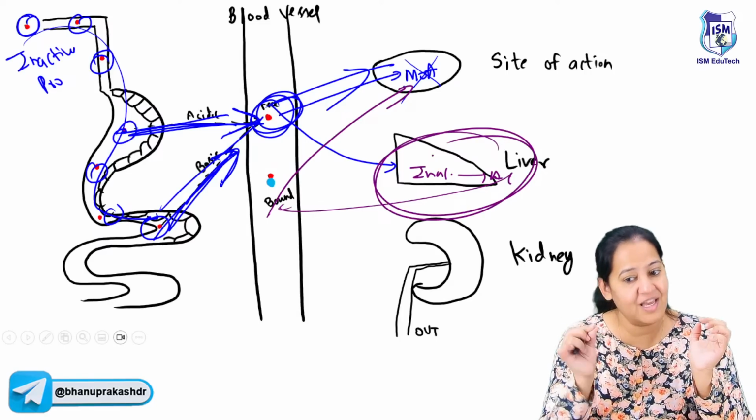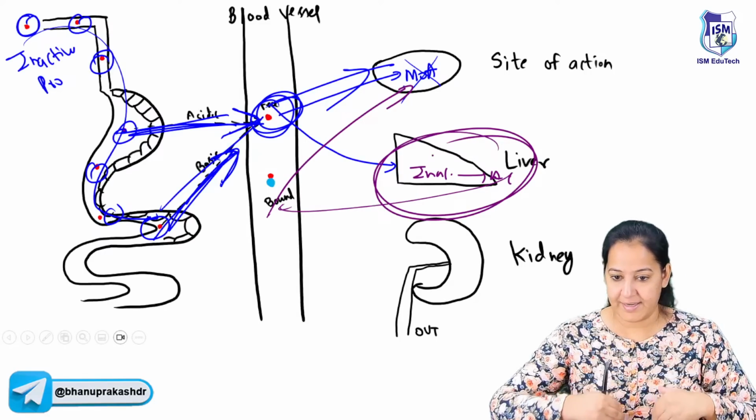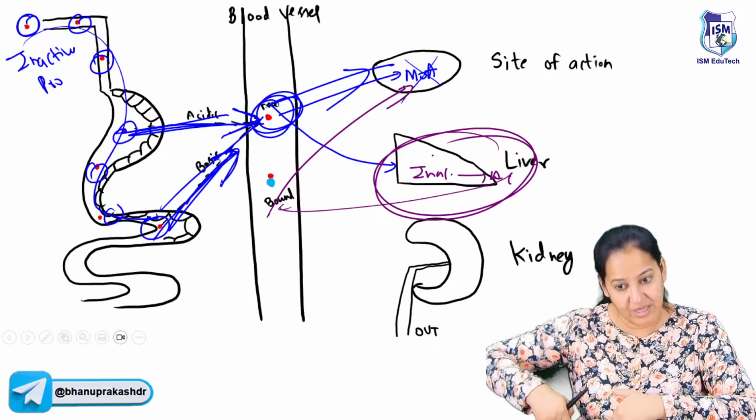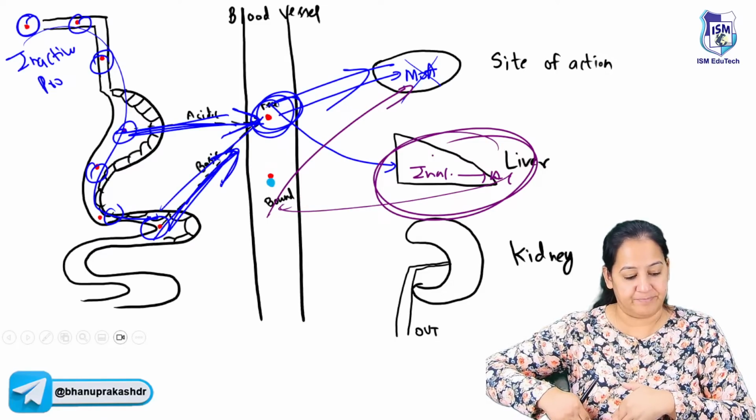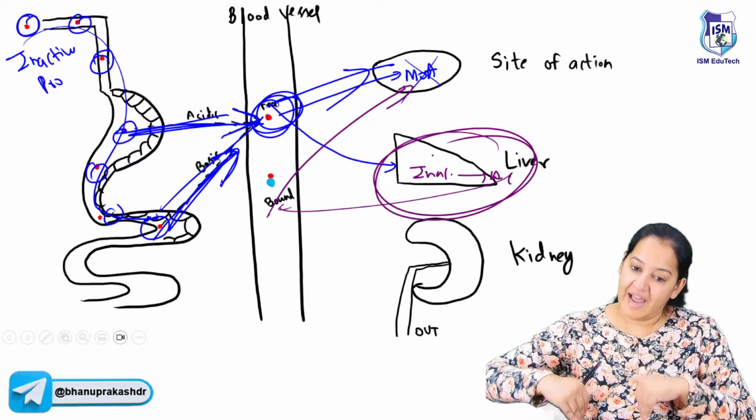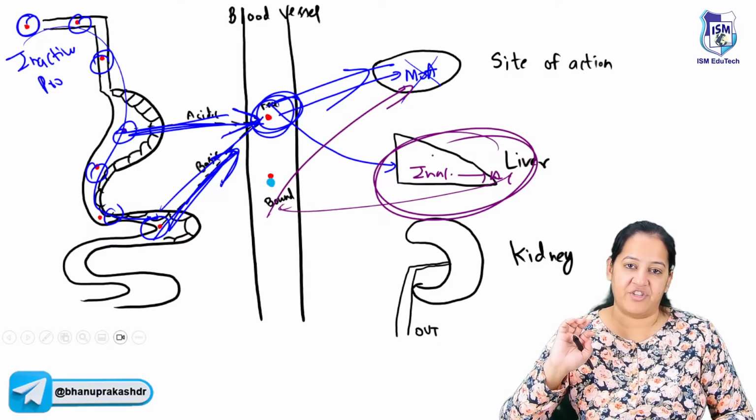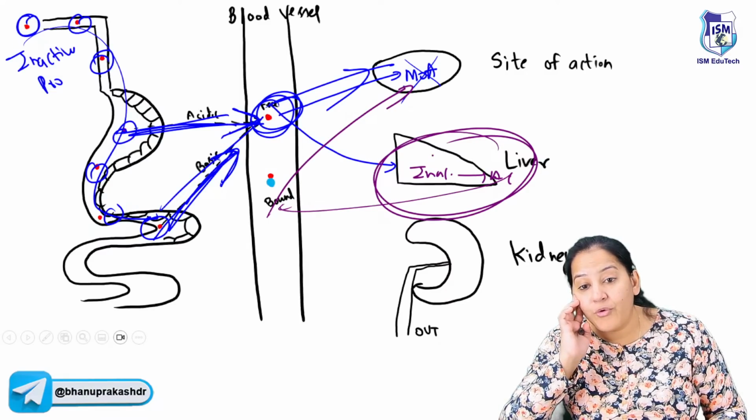So externally they are inactive. Once you take it, they go inside and get absorbed. At the site of action, they cannot show their mechanism of action. So first they go to the liver. The liver converts them from inactive to active. Then they come back in the blood and now they can show their mechanism of action. So these drugs are known as prodrugs.